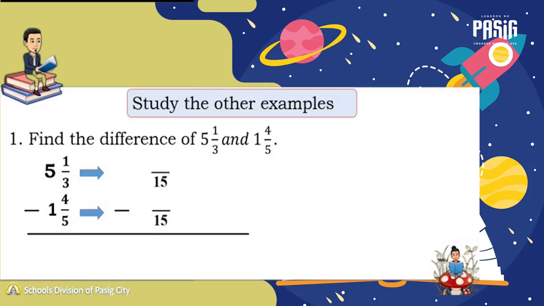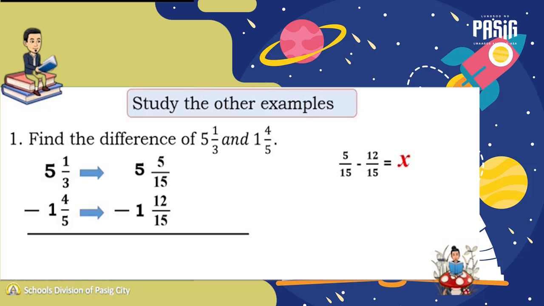Now, find the numerators. 15 divided by 3 equals 5. Times 1 equals 5. 15 divided by 5 equals 3. Times 4 equals 12. Then copy the whole numbers. Since they are similar, we can now subtract. But 5/15 minus 12/15 cannot be subtracted because 5/15 is lesser than 12/15. According to the subtraction rule, you cannot subtract a bigger number from a smaller number.